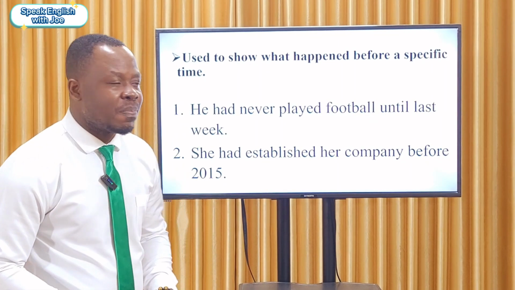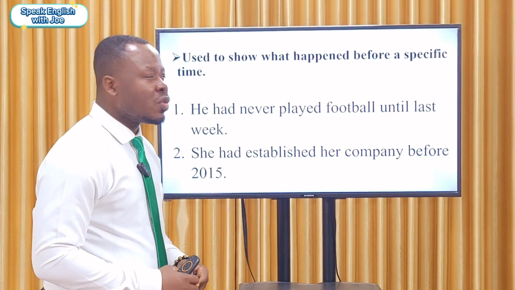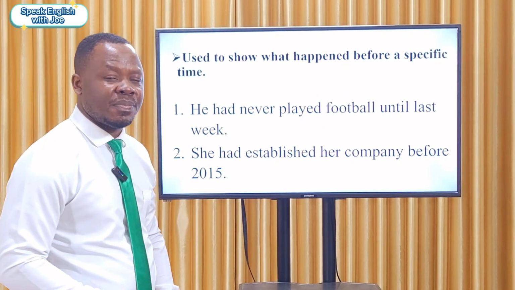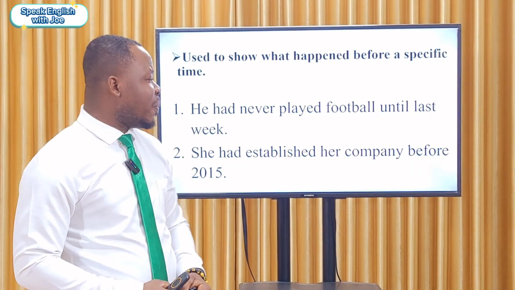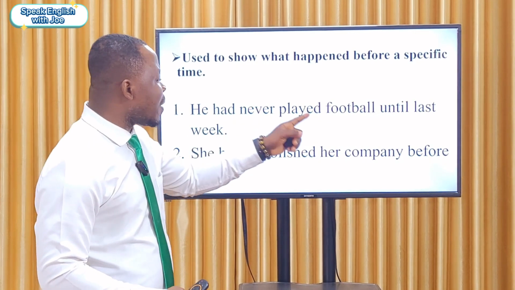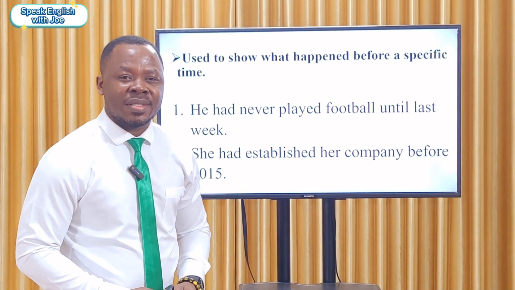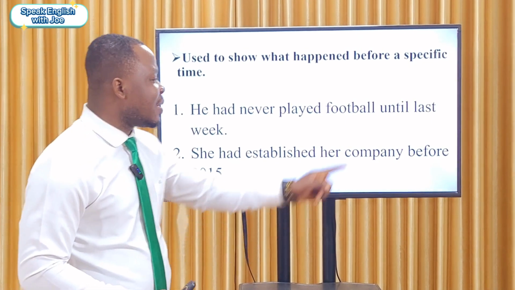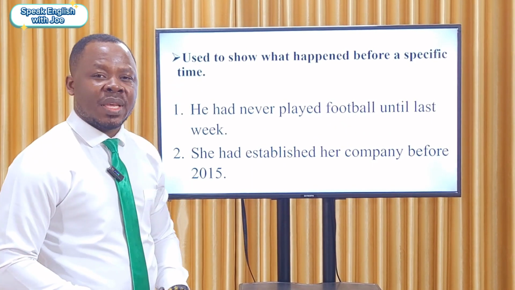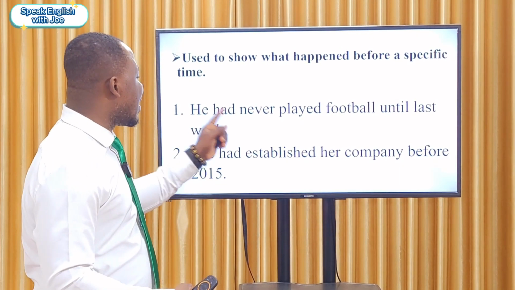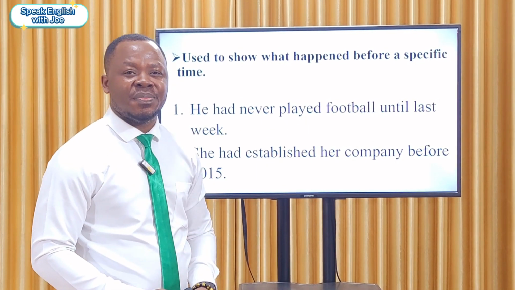And the past perfect tense can also be used to show what happened before a specific time. Now, for example, he had never played football until last week. In this sentence, the specific time is last week. And before the specific time, what happened is he had never played football.